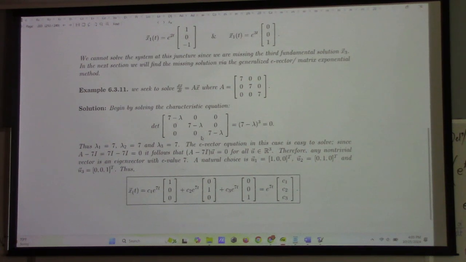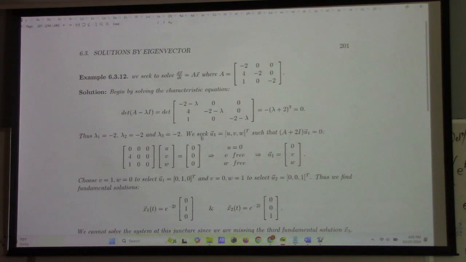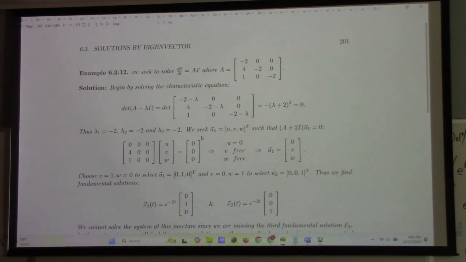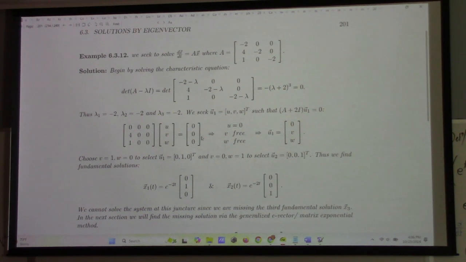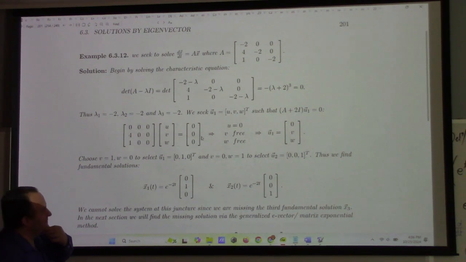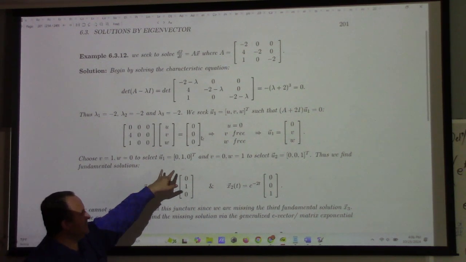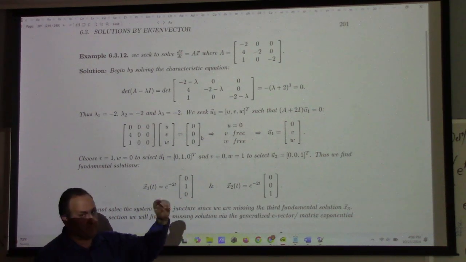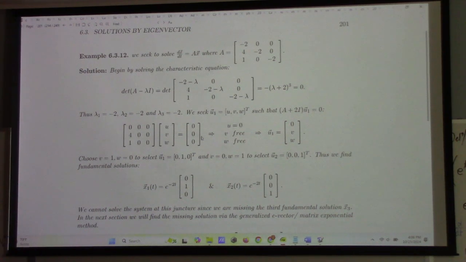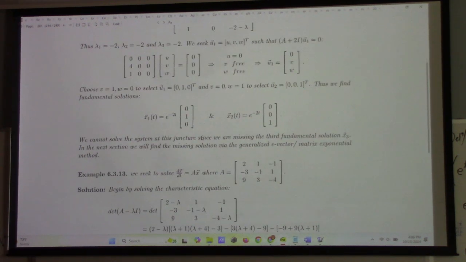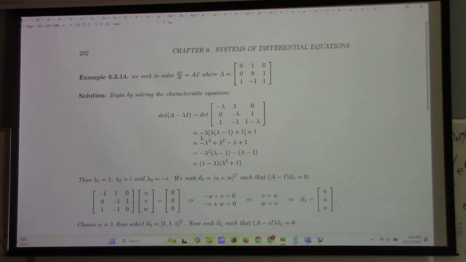But it is true that when you have repeated eigenvalues, you may or may not have enough eigenvectors. Like this one, I think only gets 2 eigenvectors, as it turns out, which gives me these 2 eigensolutions to the differential equation. The third one's missing. Where is it? It's from a generalized eigenvector, which we get to later in the notes here.